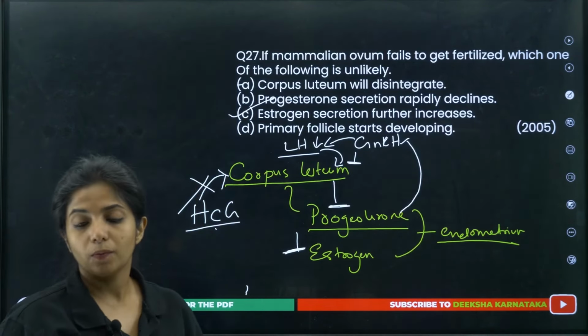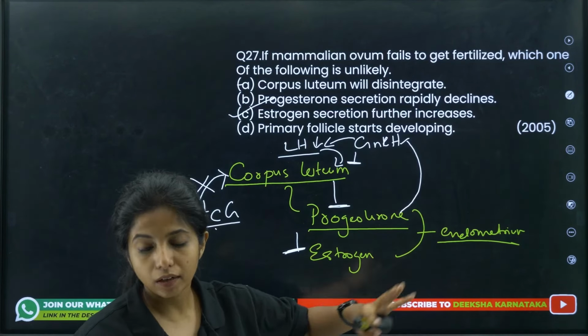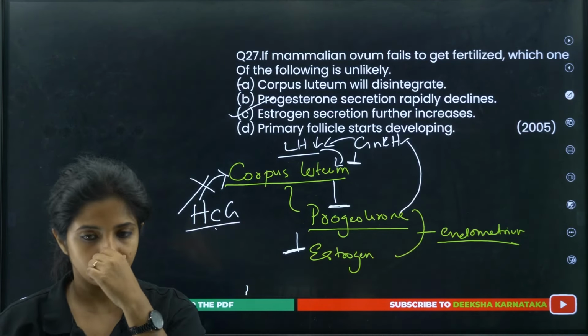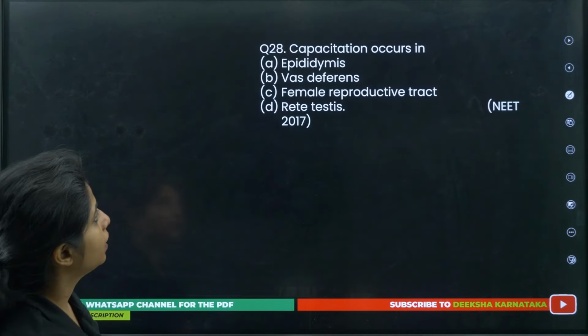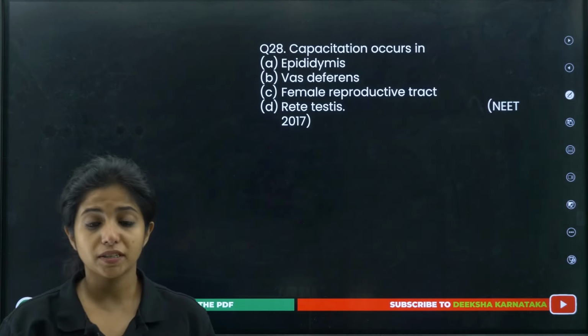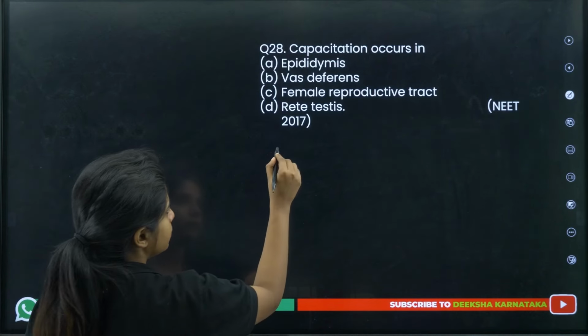Primary follicle starts developing, that is also there. When the endometrium flows down, another follicle starts developing for the next round. Then, going ahead. Capacitation occurs in, what do you mean by capacitation? So capacitation is where, so sperm, no?